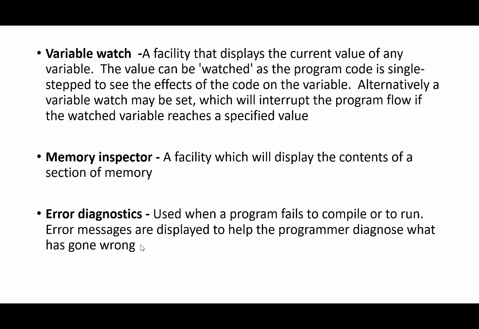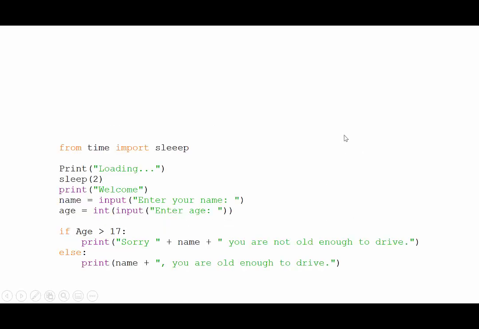Error diagnostics, this is that error message that you get sometimes at the bottom that's sometimes difficult to understand, but it pops up and says you've got a syntax error, and hopefully what line it's on, and it allows you to go back and have a look at what that is. So if a program fails to compile or run, you get an error message which helps you diagnose what's gone wrong. Sometimes it tells you what line it's on and what type of error it is. Talking about errors, we're going to have a little look at errors now.